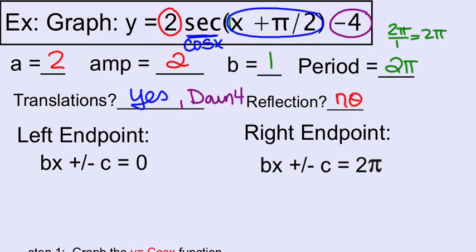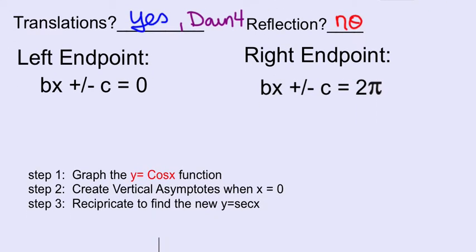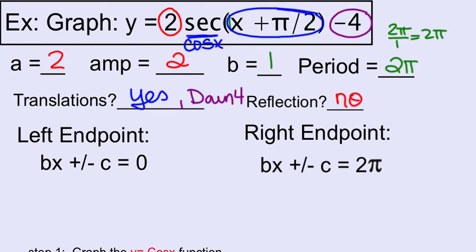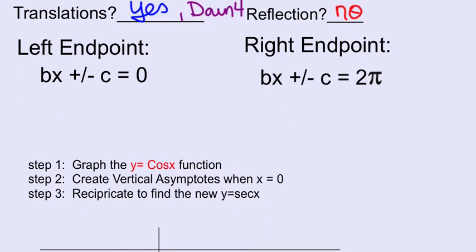So we're going to pick up our horizontal axis and shift it down 4. All right, let's take care of our left and right endpoints. We take this, x plus pi over 2, we set it equal to 0, and then 2 pi, and we solve it for x.